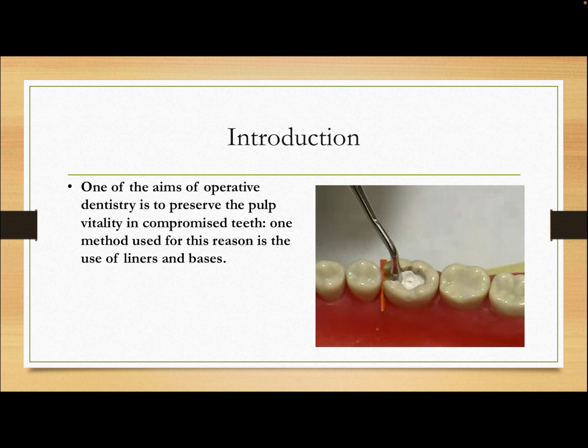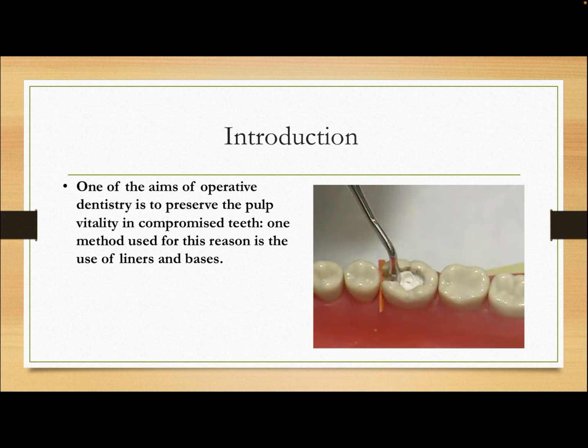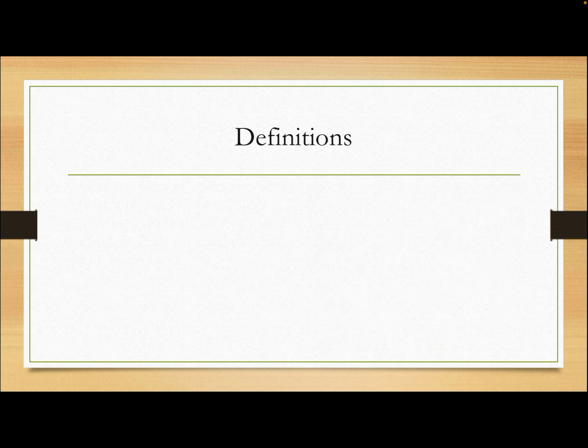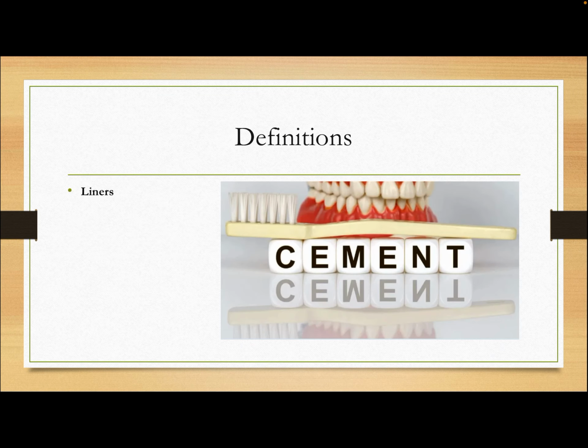So, the method used for this is by using liners and bases, which involves the placement of protective materials on the unexposed pulp to maintain its health and to stimulate defensive repair by tertiary dentine deposition. We'll be starting with some definitions.